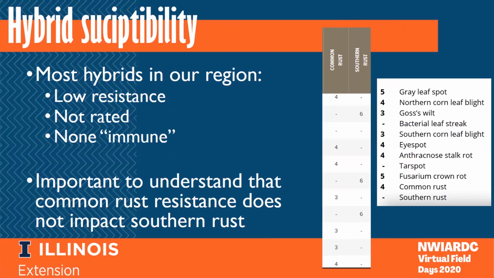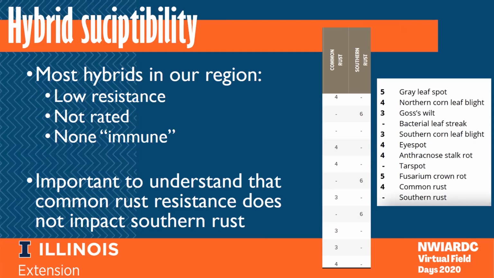One of the issues with southern rust is that a lot of our hybrids, especially the shorter day hybrids in the northern parts of the state, in Wisconsin, those areas, a lot of them don't have very good southern rust resistance, or any at all. So you end up with a whole bunch of corn hybrids out there that are very susceptible to this disease. In the southern parts of the state, you can find some that actually are pretty good.